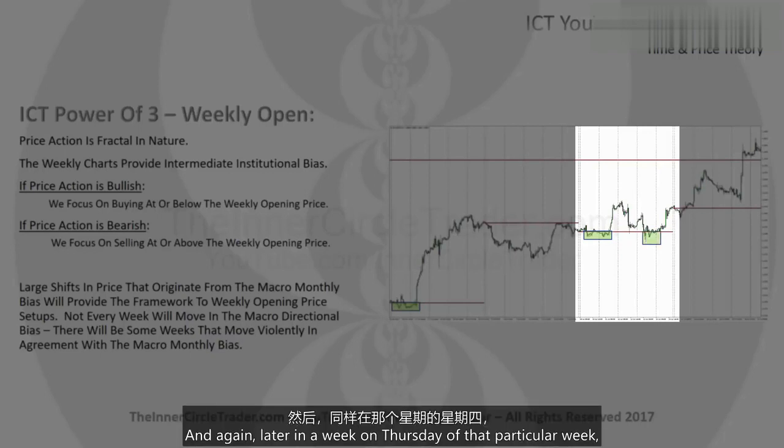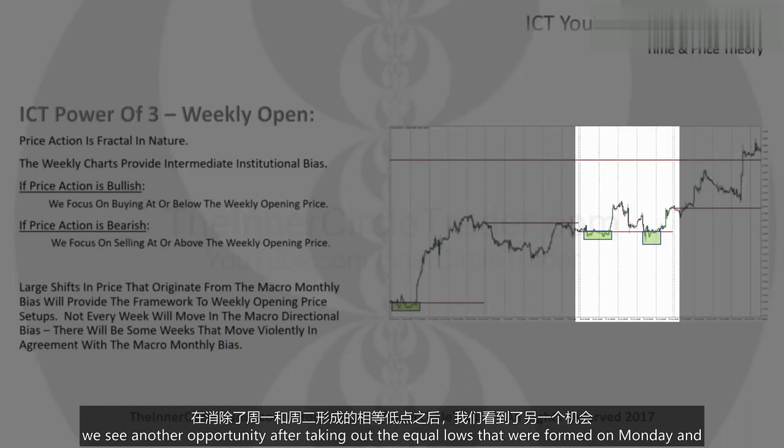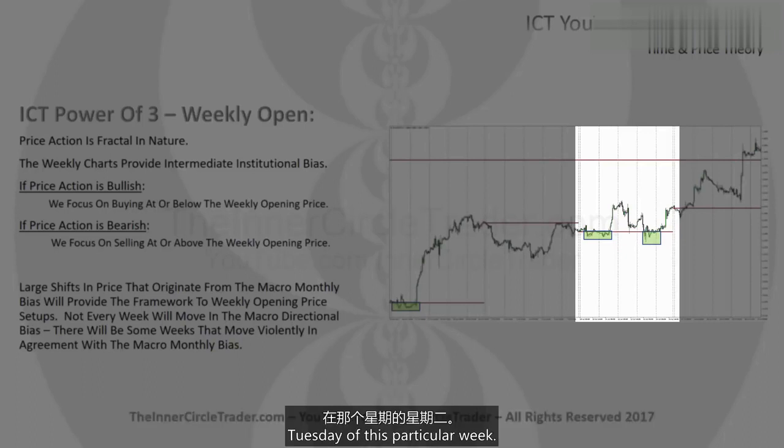And again, later in the week on Thursday of that particular week, we see another opportunity after taking out the equal lows that were formed on Monday and Tuesday of this particular week. So there were 2 opportunities to buy.